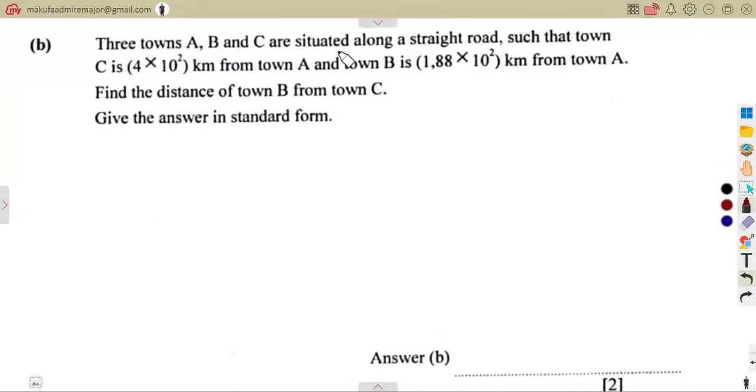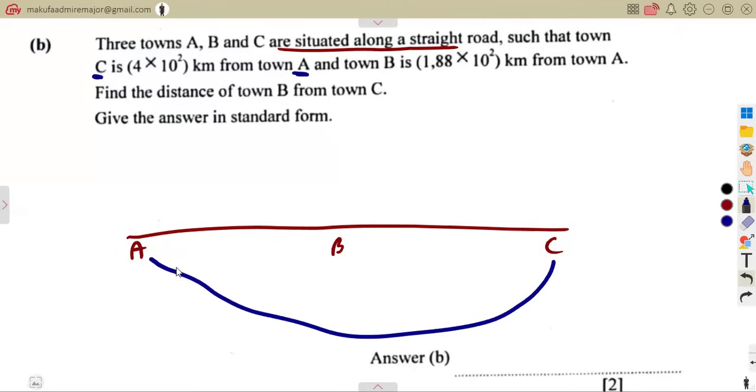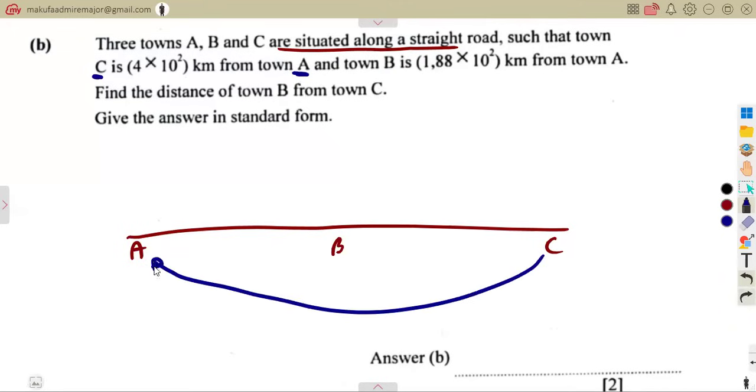We are given three towns, A, B, and C, situated along a straight road. Town A, town B, town C, and so on. Town C is 4 times 10 to the power 2 kilometers from A. Sorry for that. The distance between these two points, C and A, is the one that you are given: 4 times 10 to the power of 2 kilometers. And town B is 1.88 times 10 to the power 2 kilometers from town A.